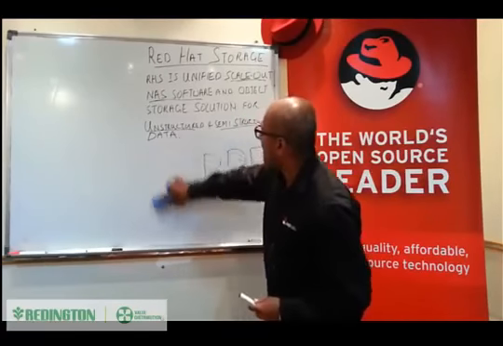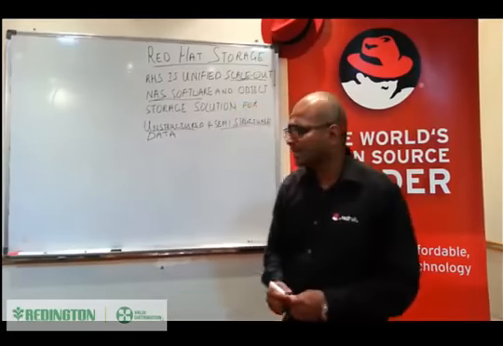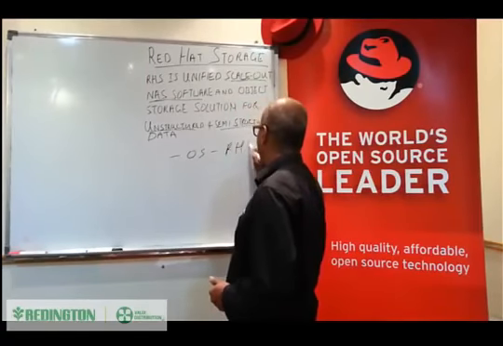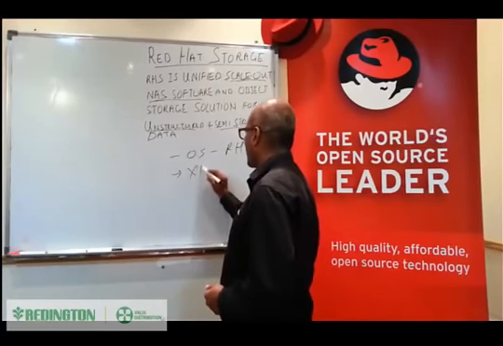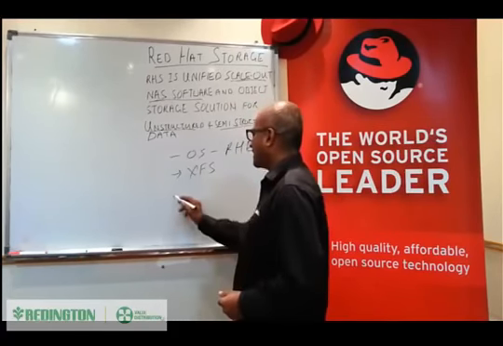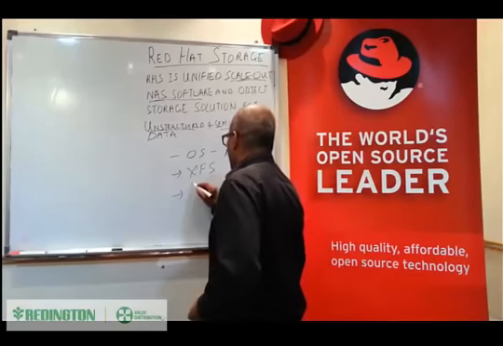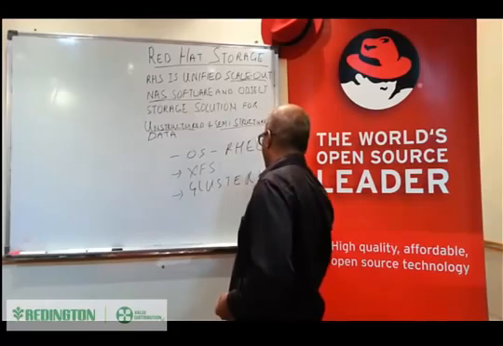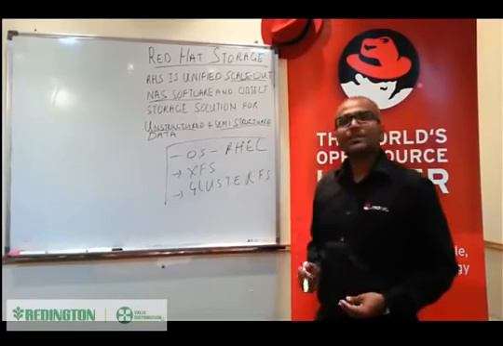So Red Hat has got Red Hat Storage, in which it provides three things. First is the operating system, that is RHEL, Red Hat Enterprise Linux. Second is the XFS file system. And the third component that comes along with Red Hat Storage is your cluster file system. So these are the three components that you get when you purchase Red Hat Storage.